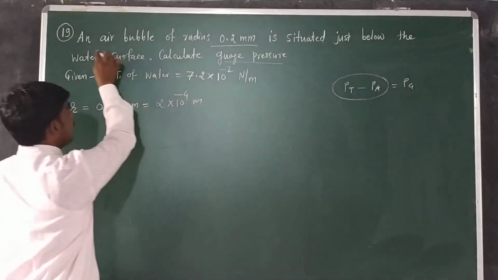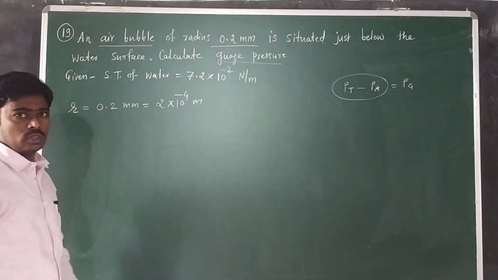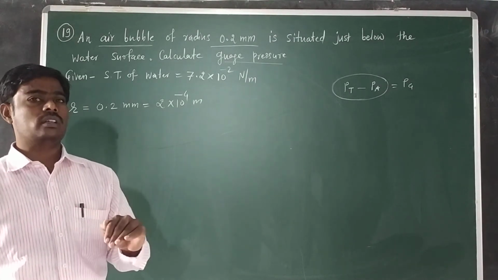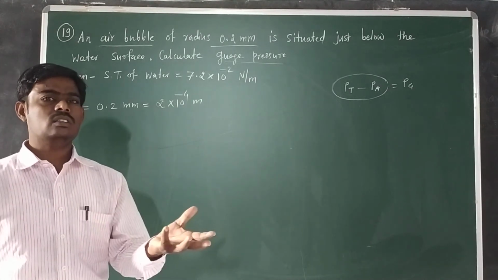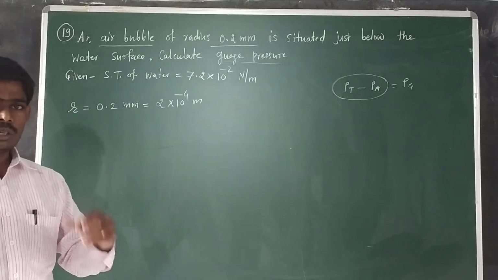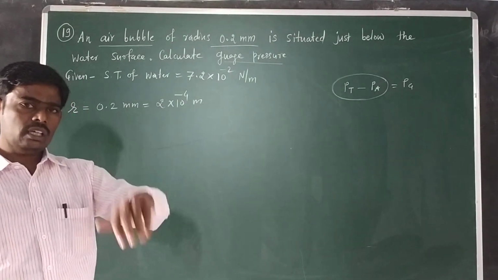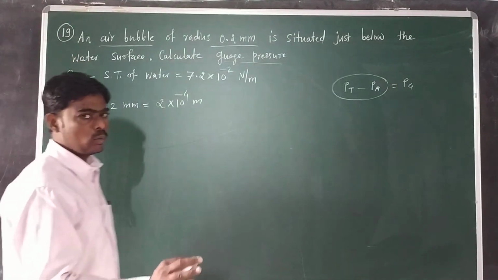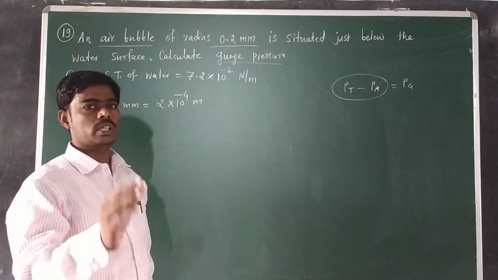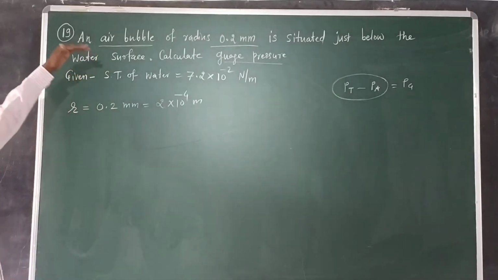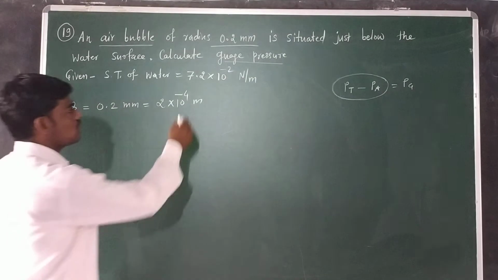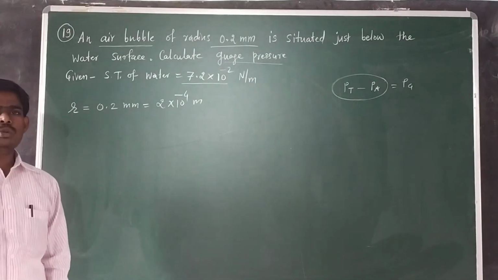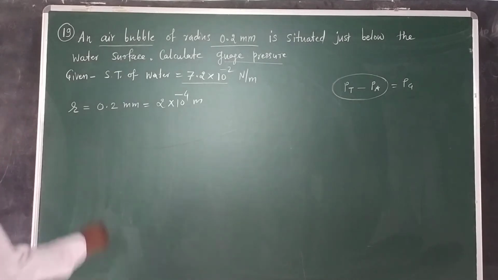So the word air bubble may confuse you. Air bubble, when it is produced inside water, then it is called as liquid drop. It becomes liquid drop. Air bubble in liquid, it is called as liquid drop. So in short, we have to find out excess pressure of liquid drop, which is just below the water surface. The surface tension of water is given to you 7.2 into 10 raised to power minus 2 Newton per meter.